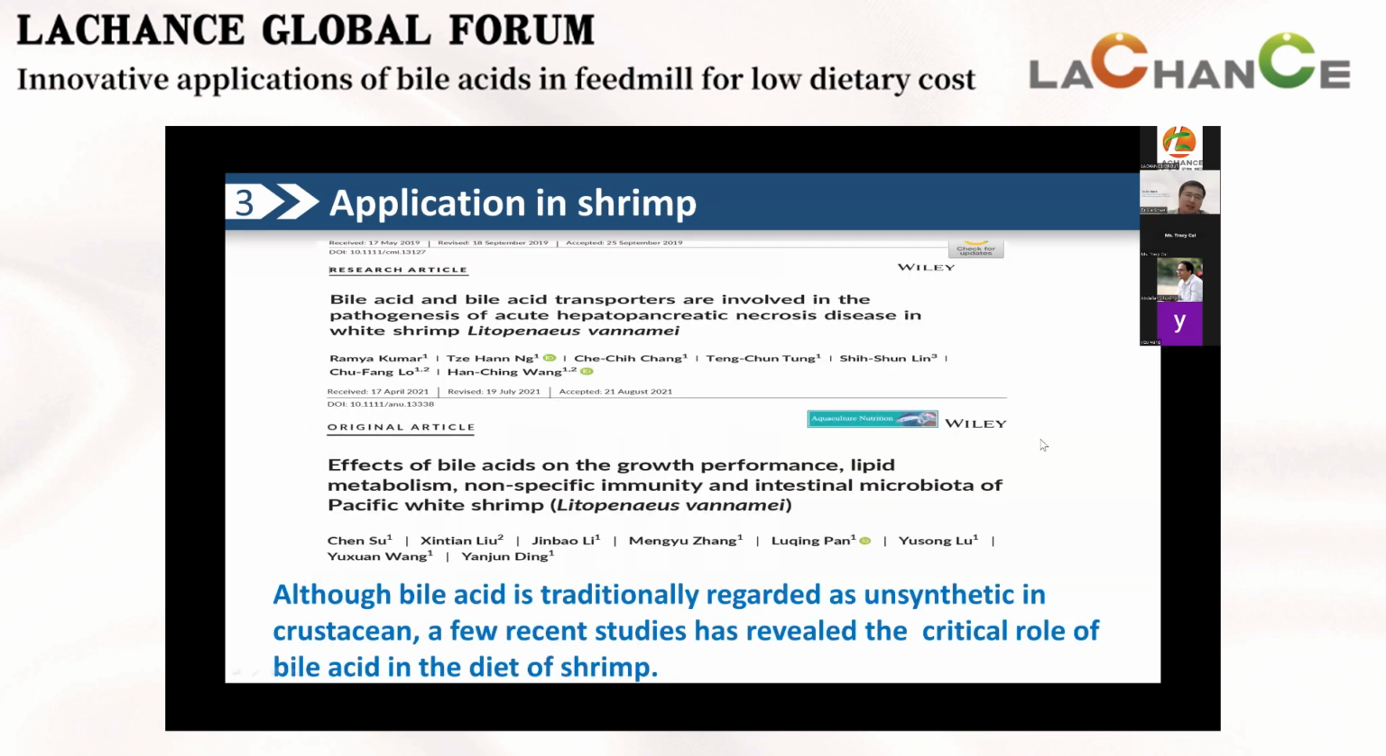And as I mentioned before, the bile acids can't be synthesized in the shrimp, but in these years, there are many articles. They find the critical role of the bile acids in the diet of shrimp. They find the bile acids can improve the growth performance, the lipid metabolism, the immune response, and also the intestine health of the shrimp.